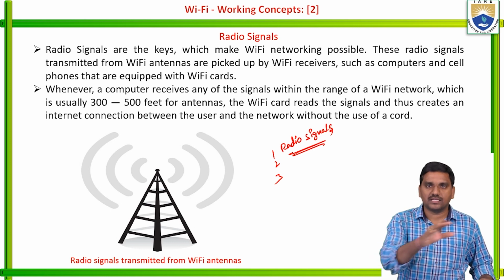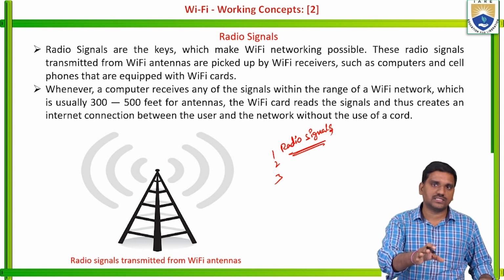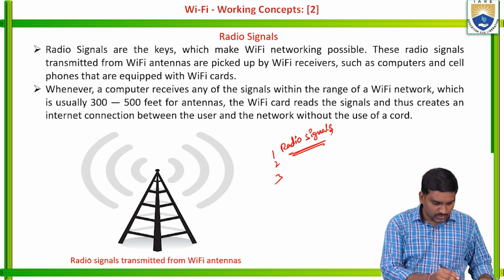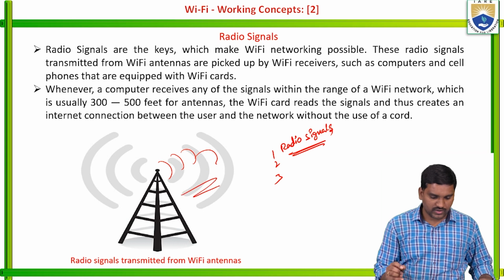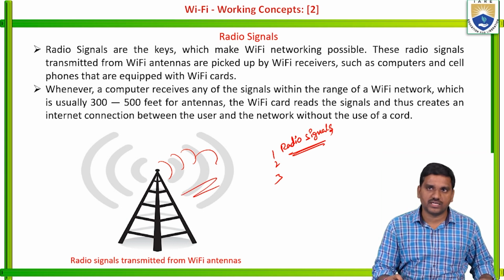Generally, the communication going on between the devices is signals, and the signals are nothing but radio signals. These are the radio signals transmitted from the Wi-Fi antenna. This is the first working concept of Wi-Fi, that is, radio signals.